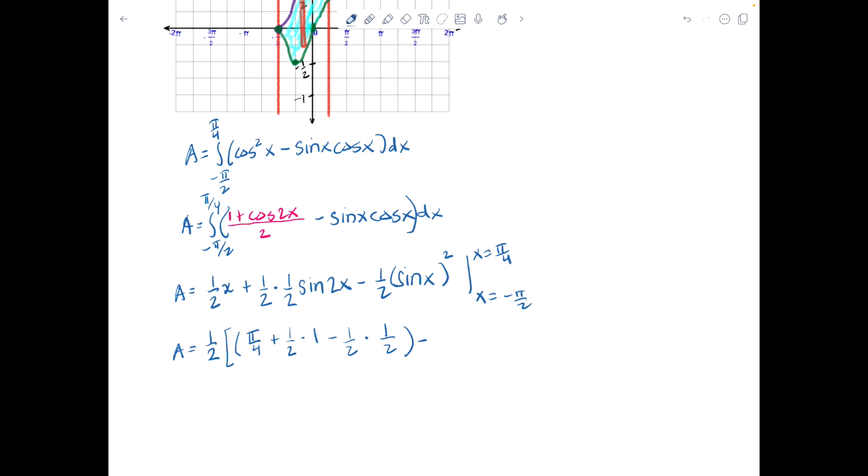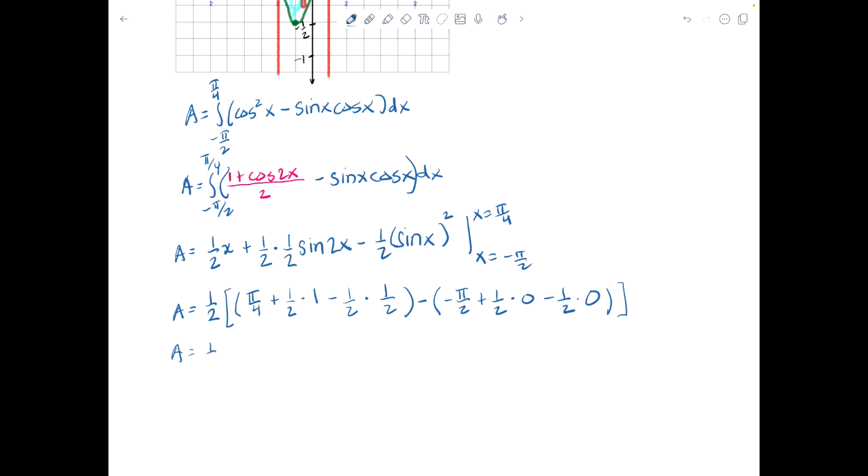Lower limit of integration. We'll have negative pi over 2, and then plus 1/2 sine at 2 times negative pi over 2 is sine at negative pi, which is just going to zero out. And then minus 1/2, again, you'd get the sine function zeroing out. So you'll just get times 0 squared, or 0. And then simplifying, we have 1/2 times pi over 4 plus 1/2 minus 1/4 plus pi over 2.